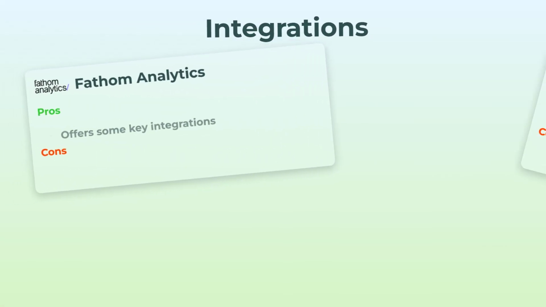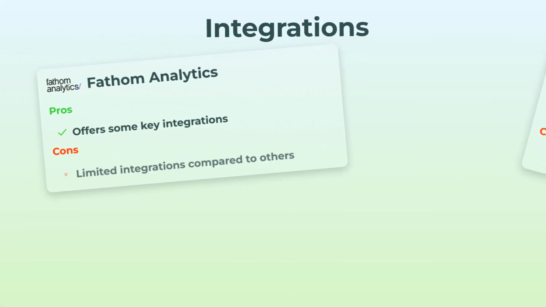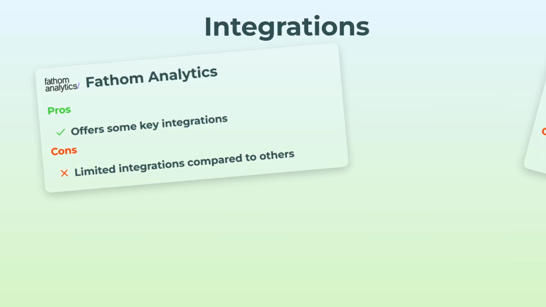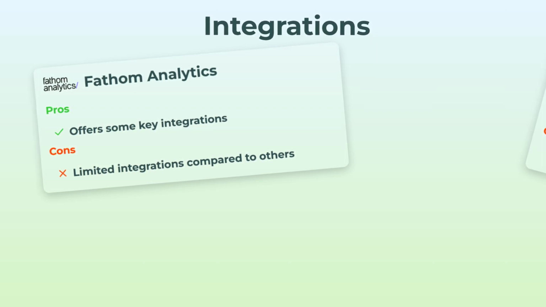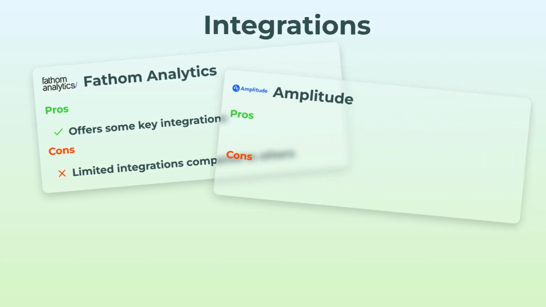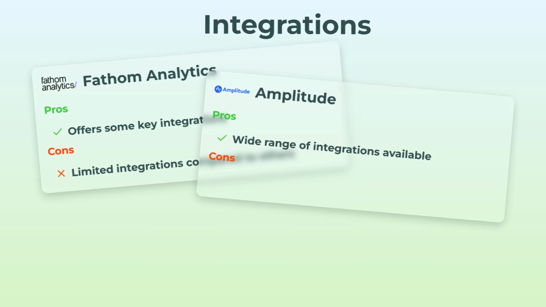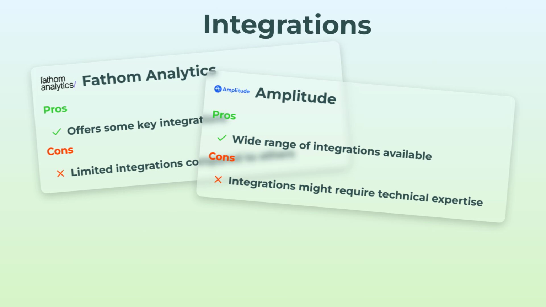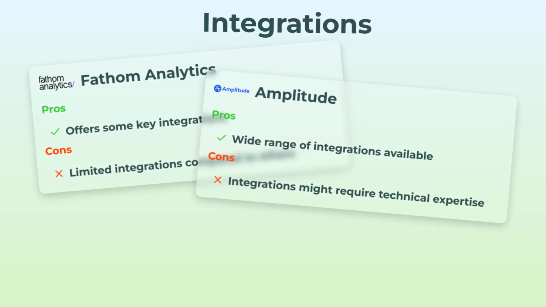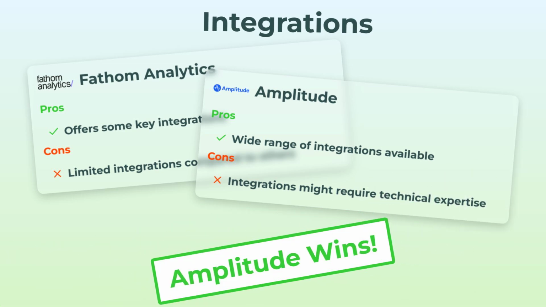Last category, integrations. Fathom does have some essentials, so if you're hooking up a newsletter or e-commerce platform, you're mostly good. But compared to Amplitude, it's a bit limited. Amplitude goes all in on integrations. If you have a bunch of tools and data sources, you're covered. But heads up, some of these integrations can need a bit of technical know-how. So for the real integration geeks, Amplitude takes this round.